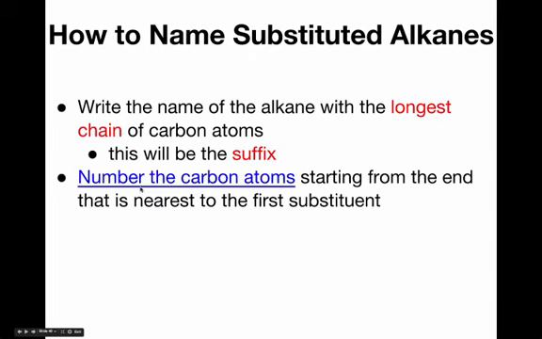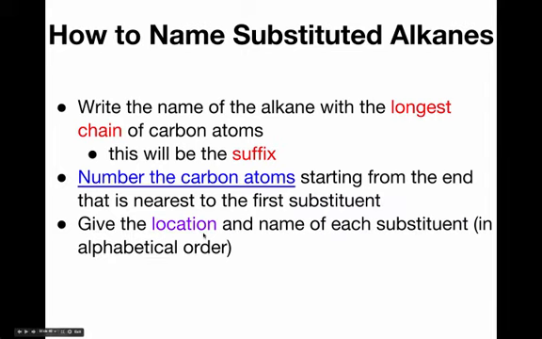This should all be relatively familiar to you. Number the carbon atoms starting from the end that's nearest to the first substitution, and then to give the first part of the name, the prefix, you give the location and the name of each substituent in alphabetical order.